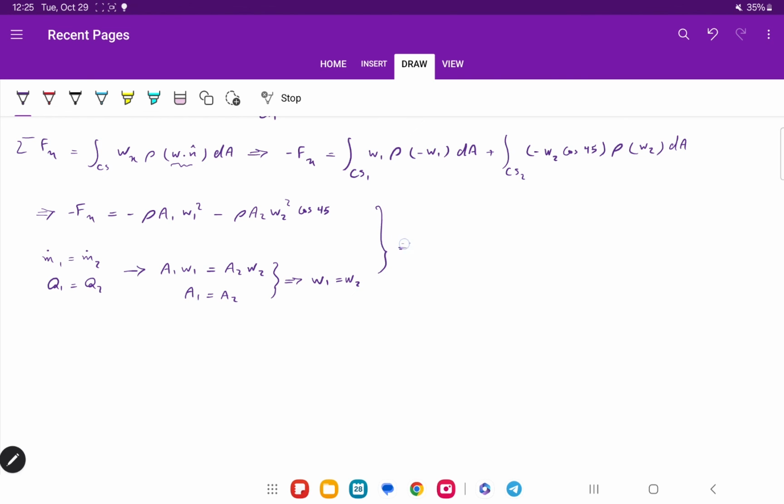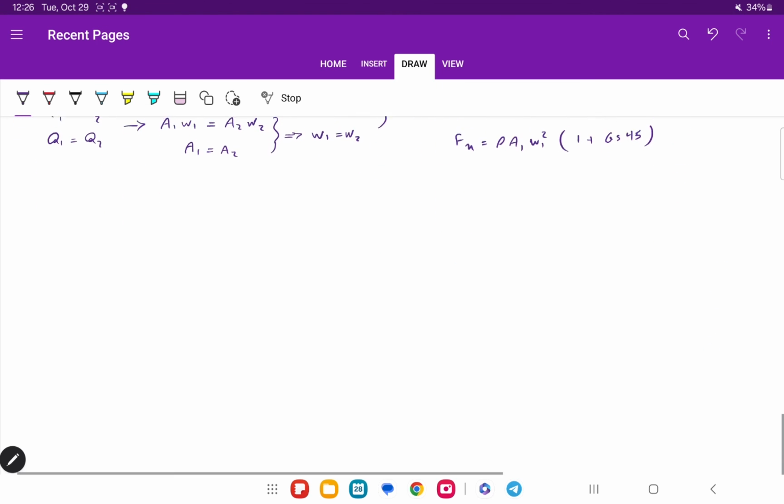So Fx equals rho A1 W1 square plus rho A1 W1 square cosine of 45 degrees. So Fx equals rho A1 W1 square times 1 plus cosine of 45 degrees.